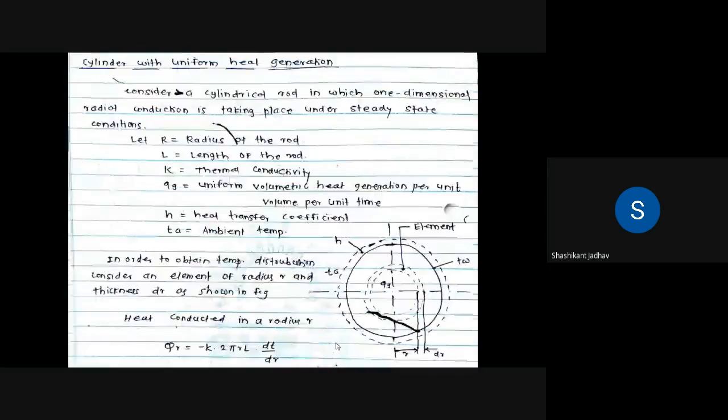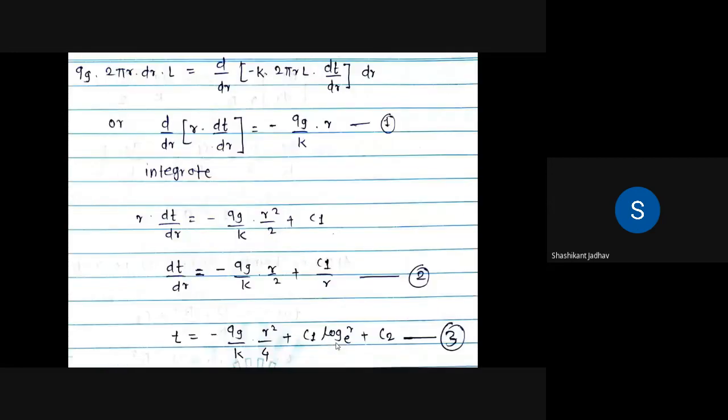Okay, then what is the value of Qg? We have written the equation for Qg, that is small qg into 2 pi r into dr into L. So instead of Qg we put that equation. And what is the value of Qr? That is minus k into 2 pi rL into dt by dr. So we put these values into the equation: small qg into 2 pi r into dr into L is equal to d by dr of Qr, that is minus k into 2 pi rL into dt by dr, into dr.